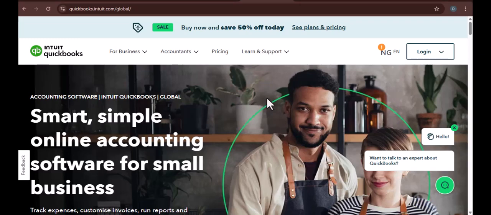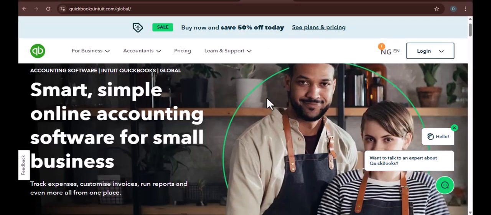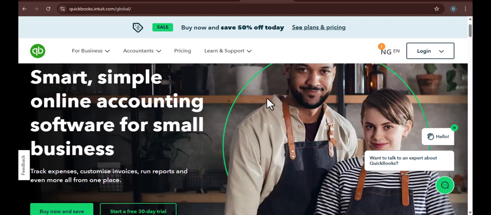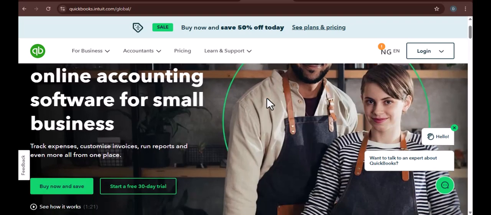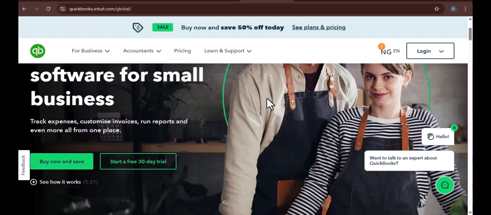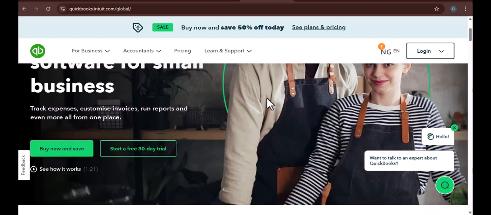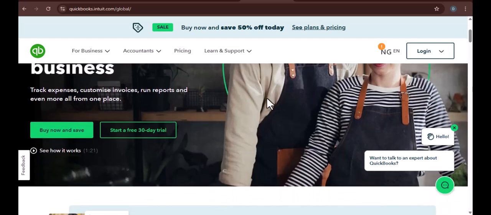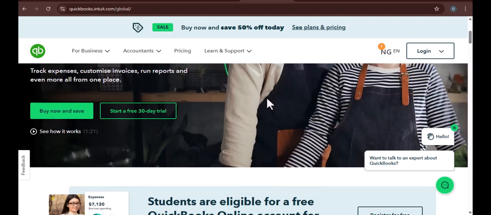How I use QuickBooks to prepare for tax season. Are you tired of the last-minute scramble every tax season? Seriously, dealing with a shoebox full of receipts and trying to remember which expense belongs to which category. It's not just stressful. It can cost you valuable time and money.